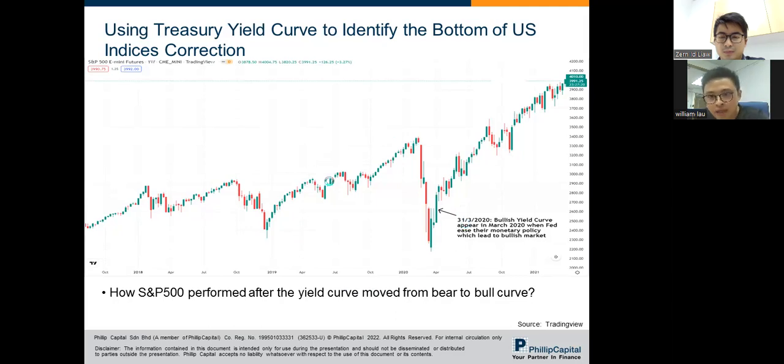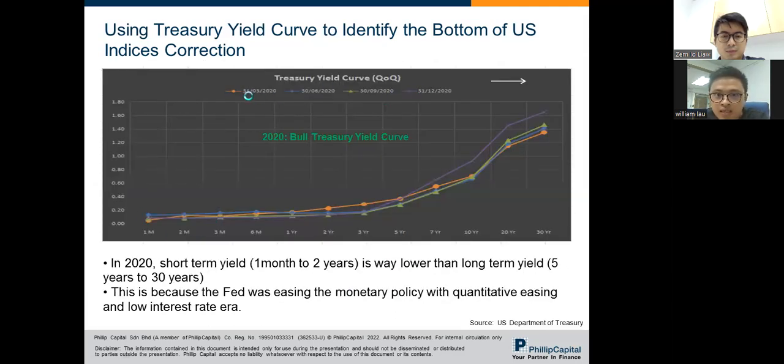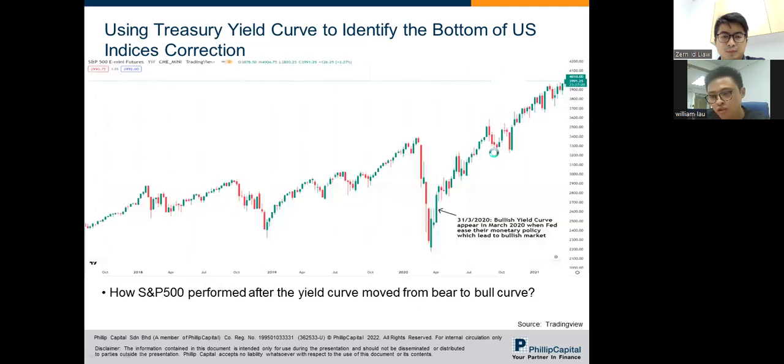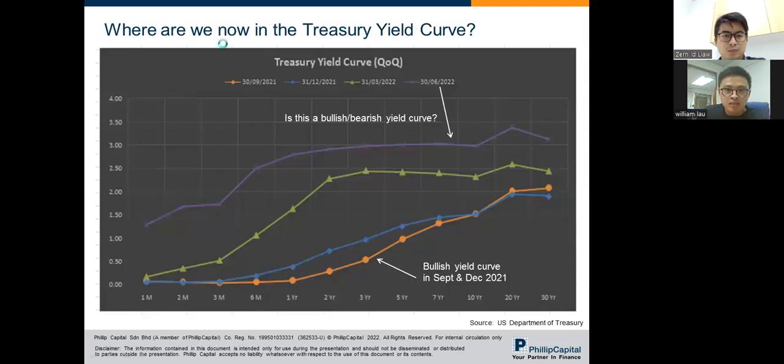So now go back to here. You see, 31st of March, the orange line. This is a super nice bullish yield curve. What happened to the US indexes? This particular candlestick is the March candlestick. The bullish yield curve appeared in March 2020 when the Federal Reserve eased the monetary policy and led to a very big bull run. You see, this is exactly how the S&P 500 performed after the yield curve moved from bear to bull. So this is the latest one.